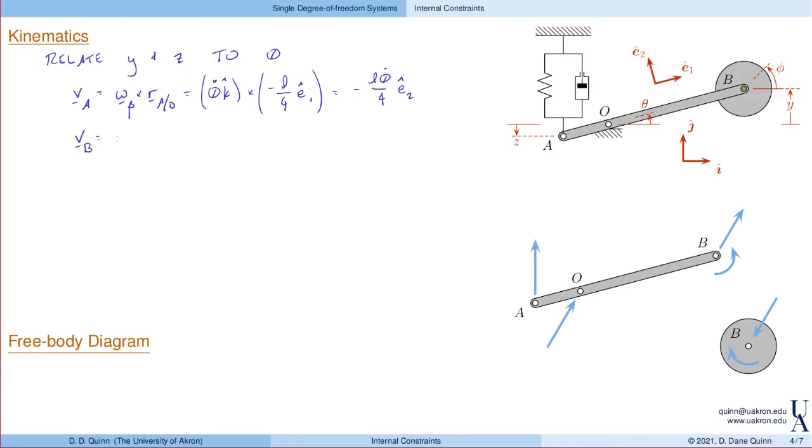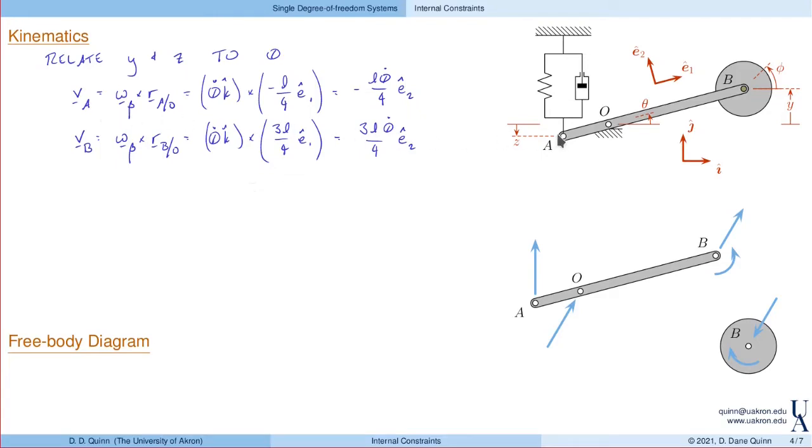Then the velocity of B is the angular velocity of the bar, again, crossed with the position of B with respect to O. Just like before, we get theta dot as the angular velocity, and then 3L over 4 in the E1 direction, that's the position of B with respect to O. Again, the problem statement said that this distance was a quarter of the way down, so what's left? Well, 3/4 of the way. And this becomes 3L theta dot over 4 in the E2 direction.